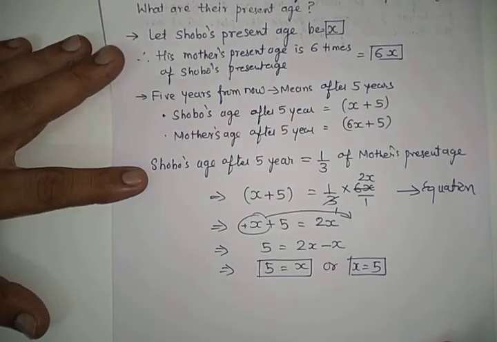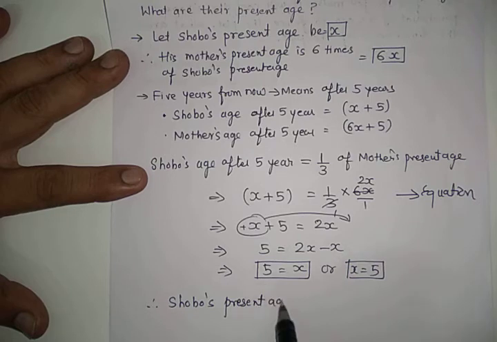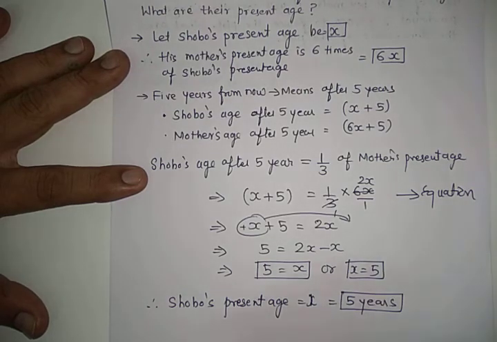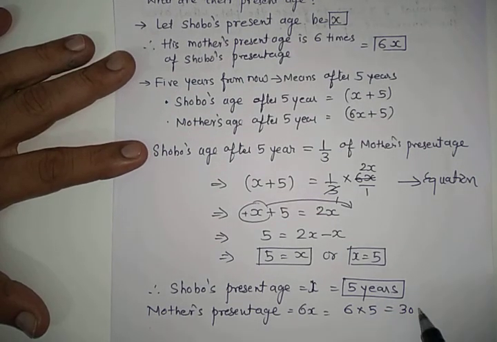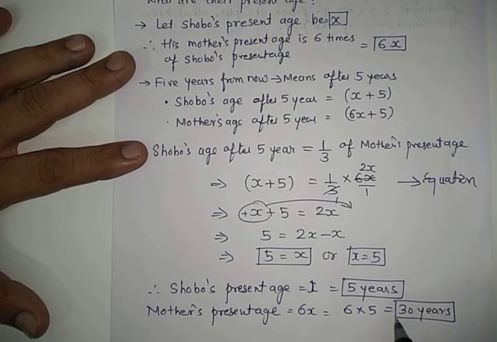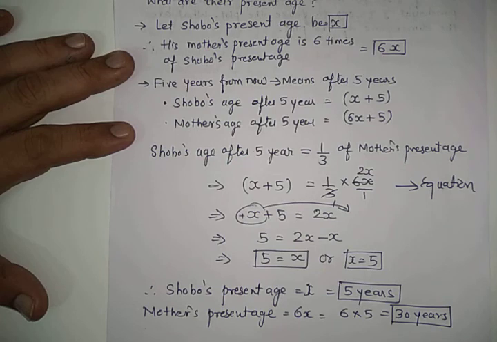Now keeping this value in the present ages, Subhu's present age x is equal to 5 years, and the mother's present age 6x means 6 into 5, that is 30 years. Hope we have got the idea and it is clarified. We move to the next sum.